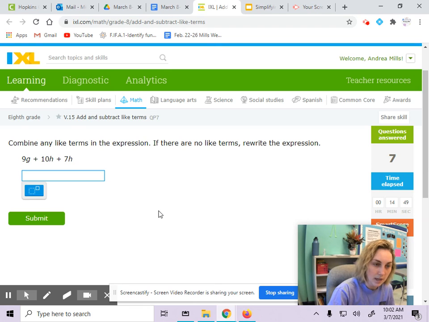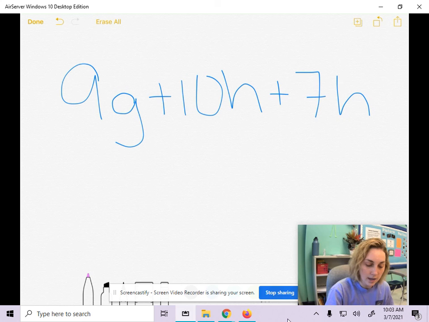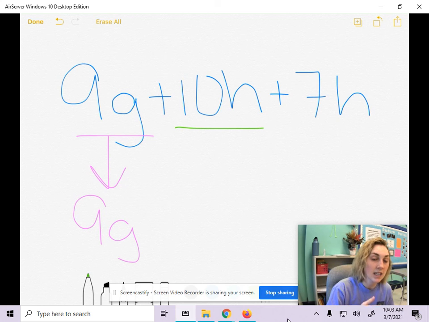All right, what we have here is we have 9g. We're going to add that by 10h, and then that by 7h. Again, we need to identify our like terms. 9g doesn't have any other common like terms, so that's going to be by itself. So I can go ahead and just bring that down, 9g. And then we look at my next term. Well, we have 10h. Does any other term go along with 10h? Well, 7h does. So these will be combined.